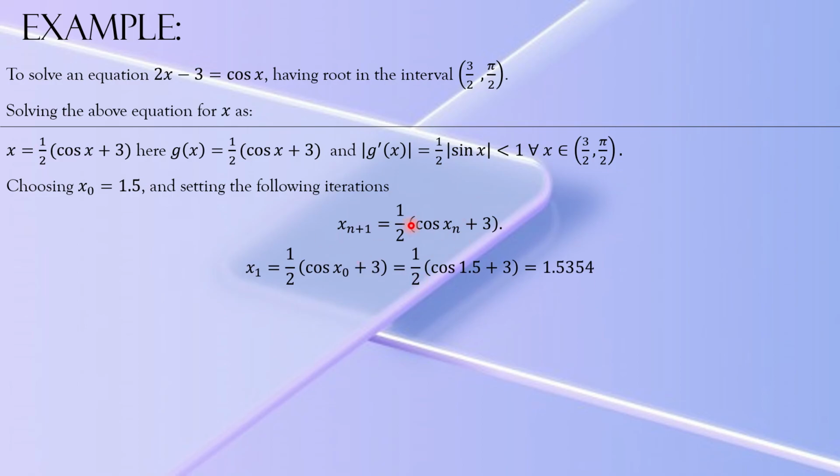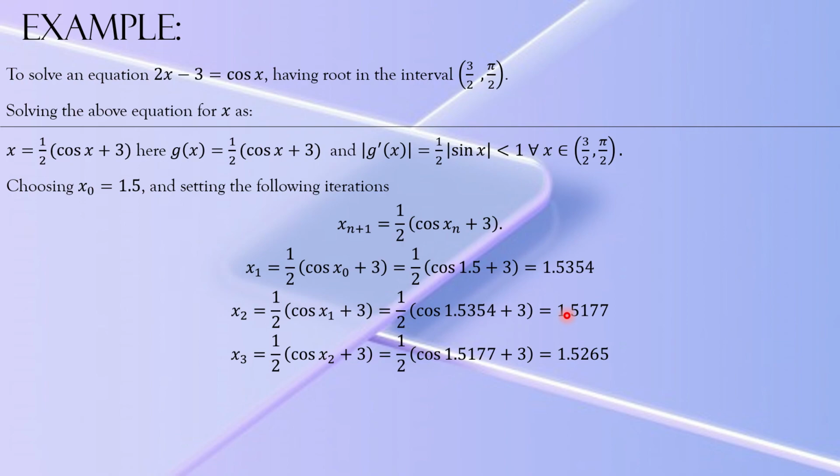If we take n equal to 0, what happens? We get x1, that is 1/2 cos x0 plus 3. We have chosen x0 to be 1.5, so just replace 1.5. So cos 1.5 plus 3, divided by 2, would give you 1.5354. Similarly, x2 would be 1/2 cos x1 plus 3, where x1 is 1.5354. You use this value here plus 3, and that is 1.5177.